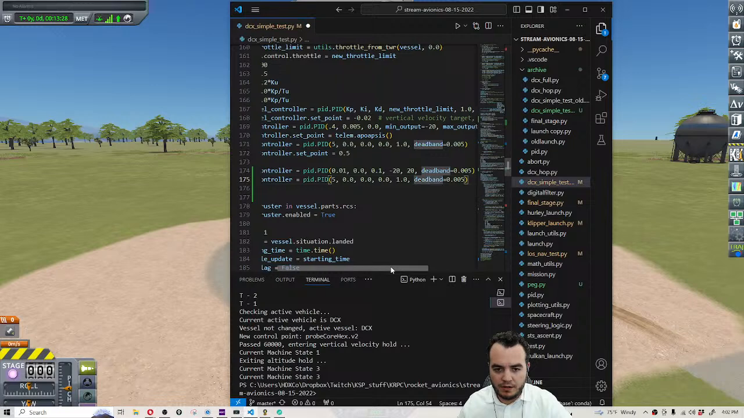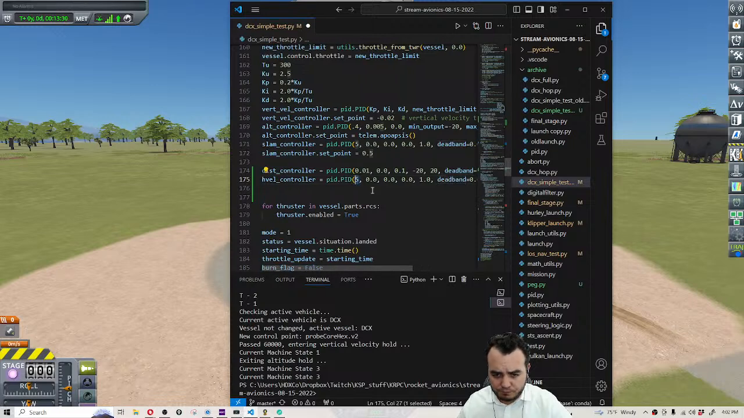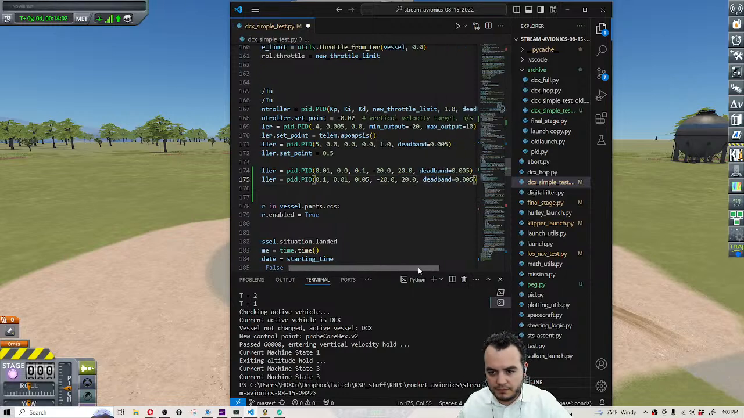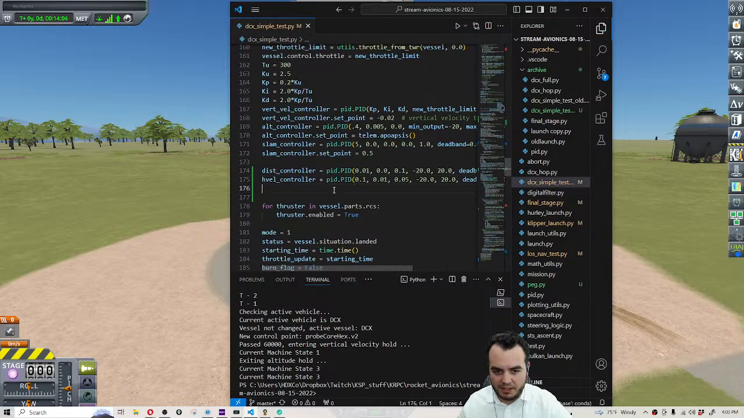And then similar for the HVEL, let's start this off at 1. Maybe not 1. Let's actually start it off at 0.1. Integral, let's give it a small integral term as well to try and reduce our steady state error. It probably doesn't really need a derivative term, but we'll start with that. And then same thing for this one. We'll do -20.0. Let's make sure these are all floats. And then this will be +20.0. Deadband, never going to be an issue.